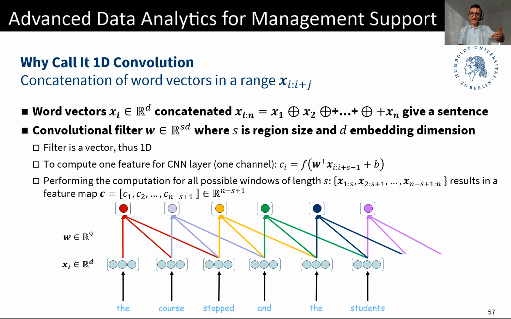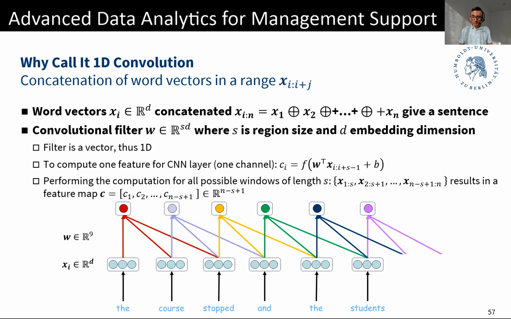S is the region size. We always span the entire embedding dimension, and so we obtain S by D elements in this vector. So it's just a vector. And because it's just a vector, if you think about it in this way, we can call that a 1D convolution. It's different from the case of image analysis, where it's not just a vector, or when we really work with input data of 3D.